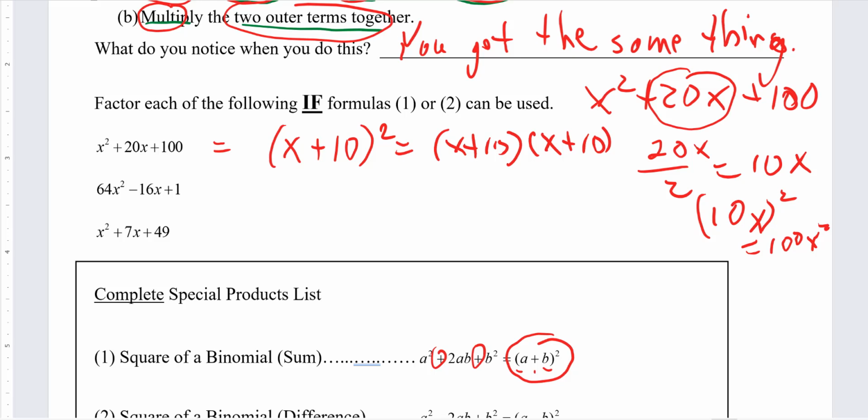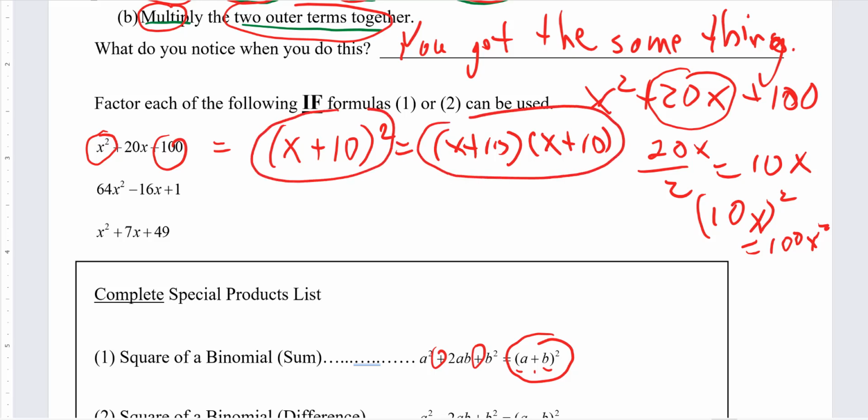So how does this work? You look at this thing and you see if dividing that by 2 and then squaring it gives you the same as the product of these two. If it does, you can use the formula. And what does the formula say? The formula basically says, what would you square to get x squared? x. What would you square to get 100? 10. You put those in there, and that is how it factors. Or you could write it that way.